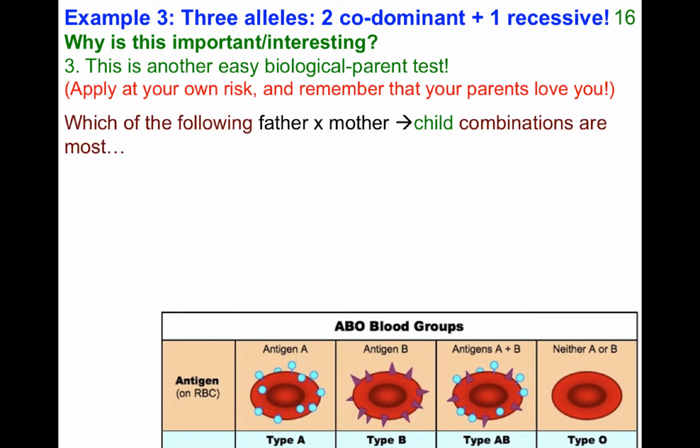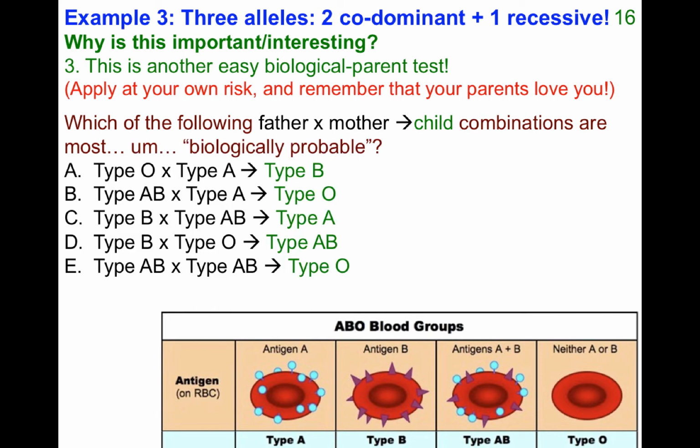Okay, anyways. So thinking about the possible genotypes of you and your parents, or basically of any father and mother combination producing a child of a particular blood type, which of the following combinations are, let's just say, most biologically probable? Okay, so pause the video, take a look at each of these examples, and pick the one that is most likely to happen, is the most normal. Okay, pause it now. Okay, so welcome back.